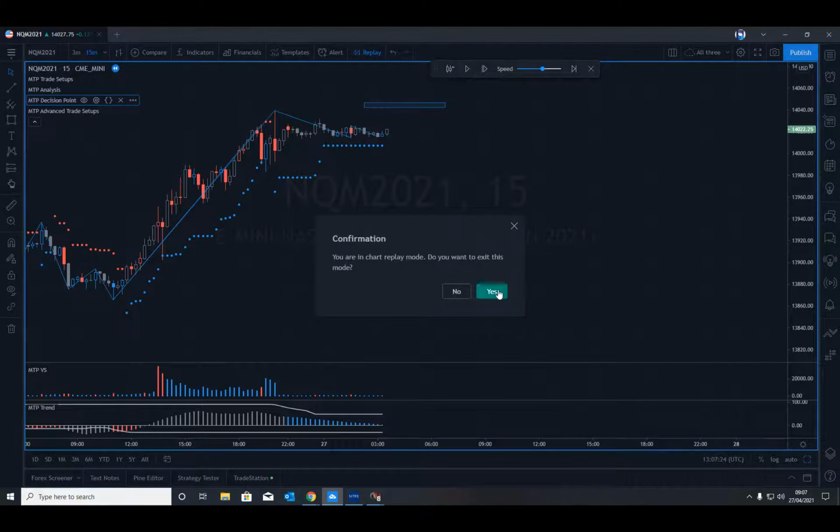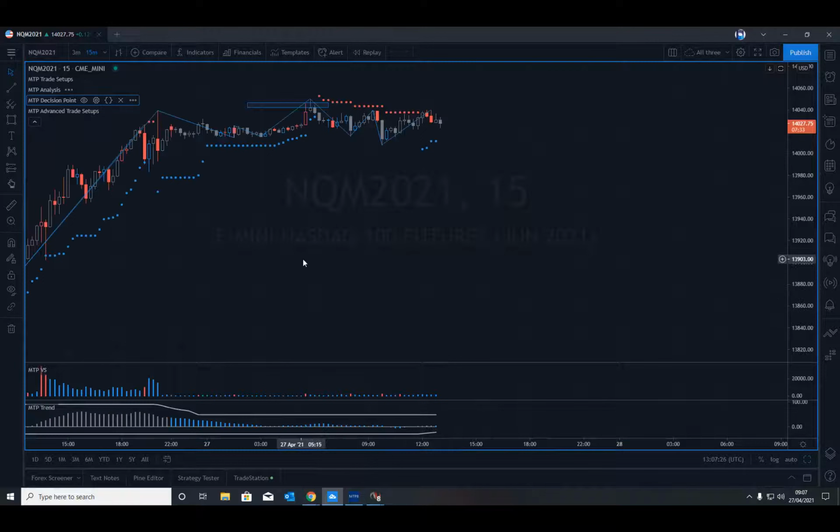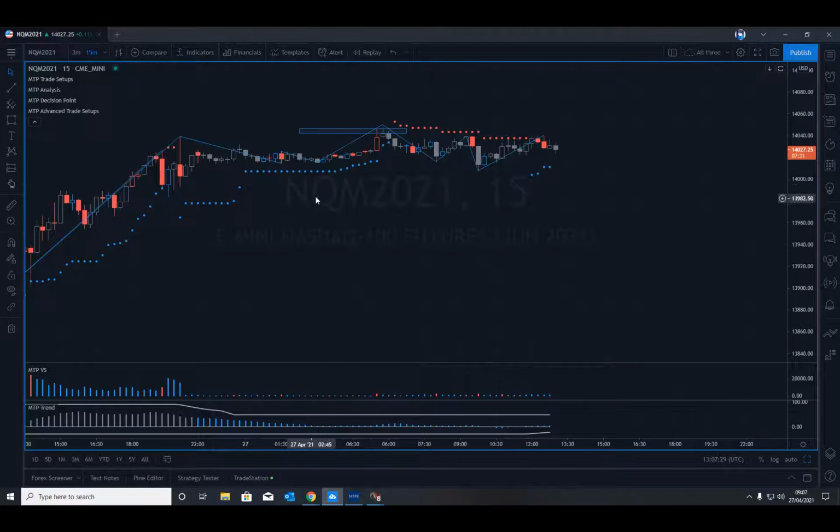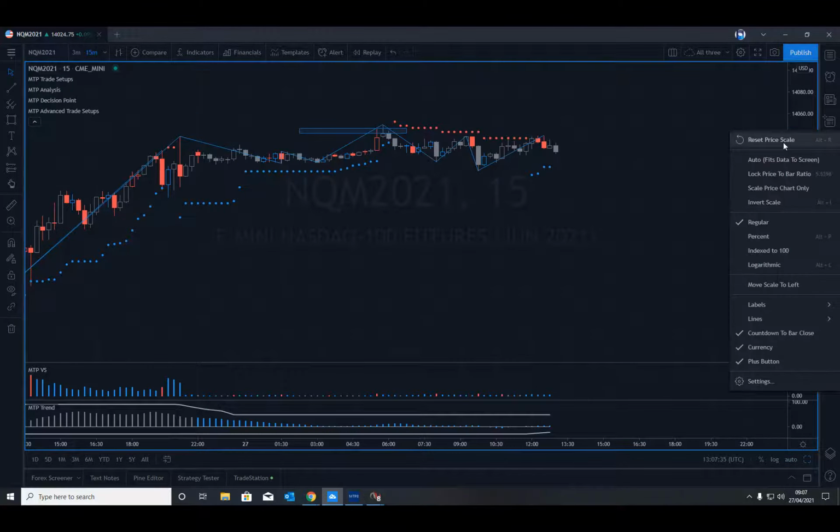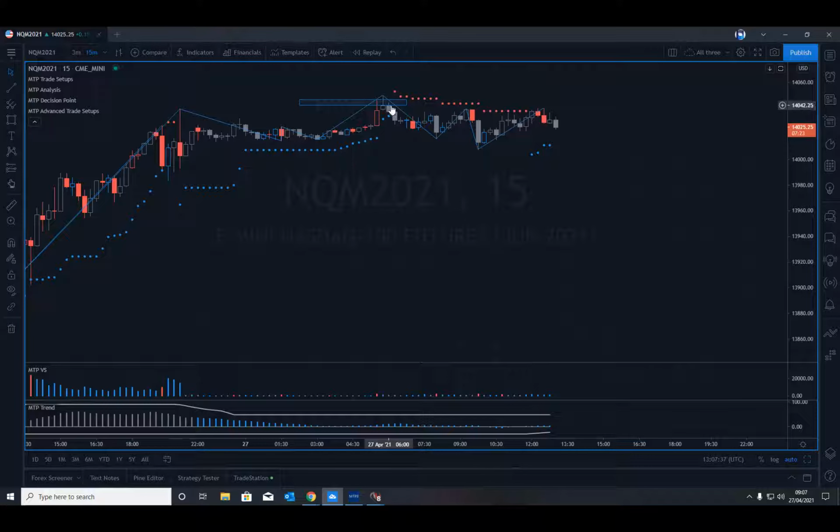So I turn training mode off now. You can see what the market did. Do you see that? It went up to that level and then reversed at that level. So in other words, that's what we're looking for the market to do. We're then looking for it to reverse at our projected or anticipated levels.